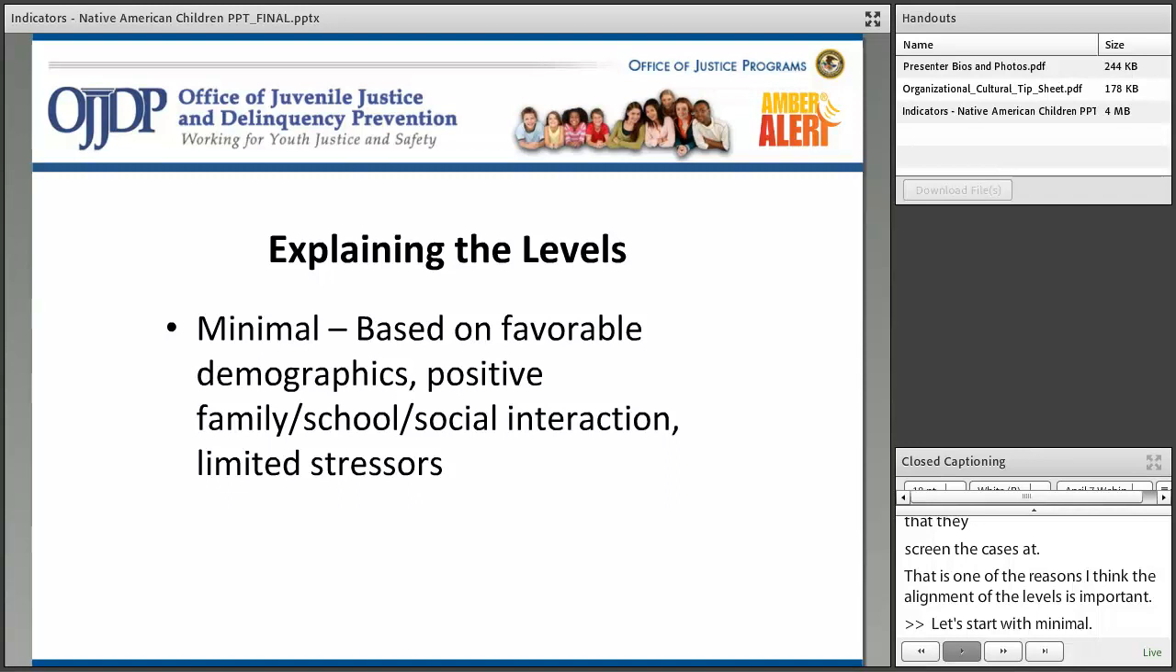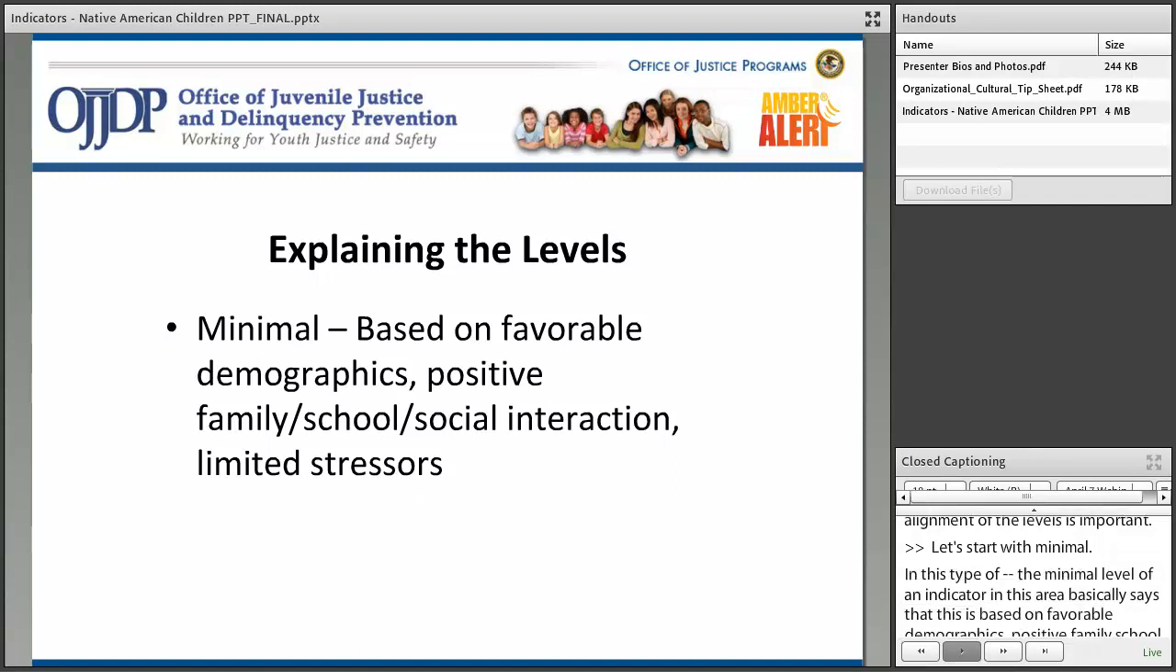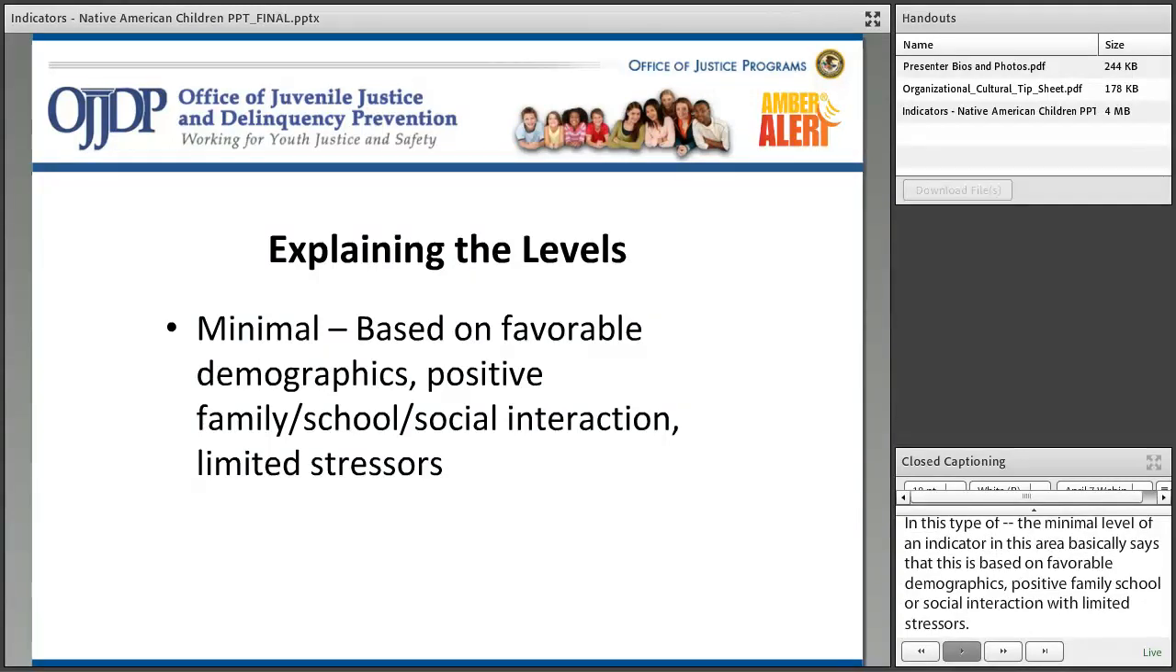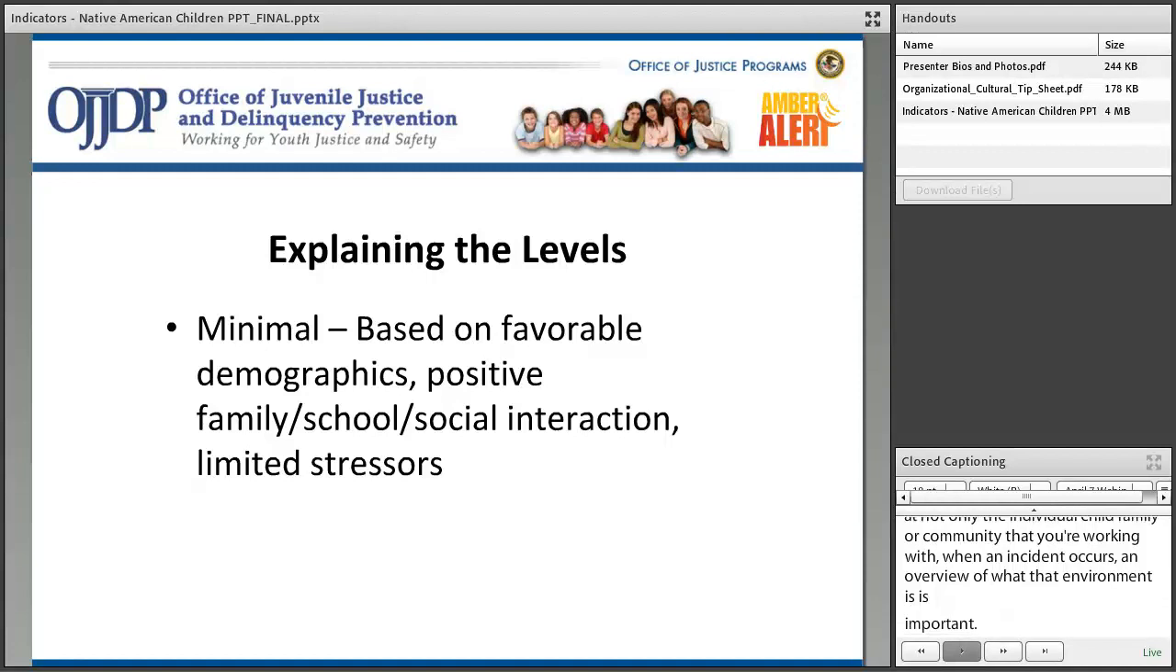And what I mean by favorable demographic is that when you look at not only the individual child, family, or community that you're working with, when an incident occurs, an overview of what that environment is like is important. If there are low unemployment rates within that area or community, we can most often look at that community as probably having assets worth looking at, that can assist the family should interventions be at a minimum.